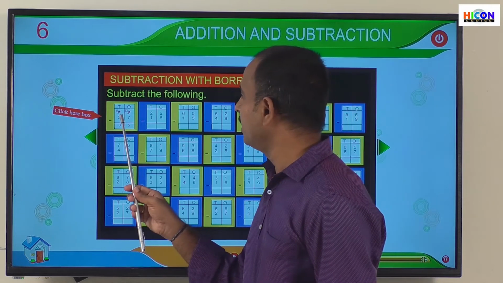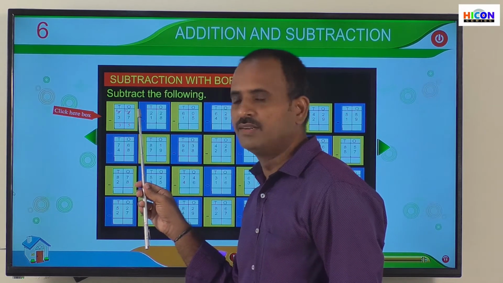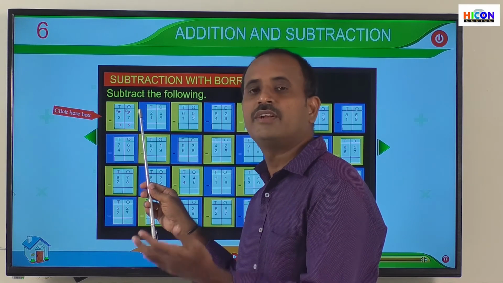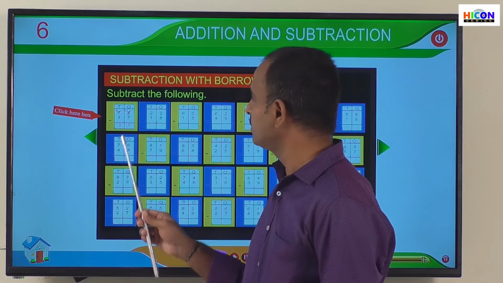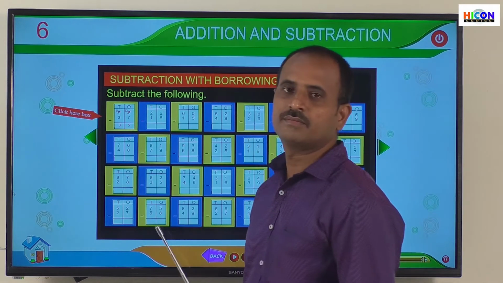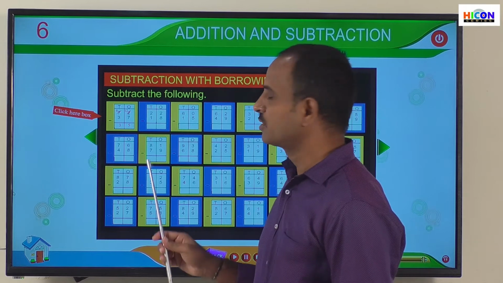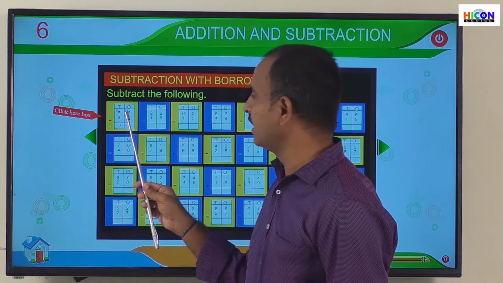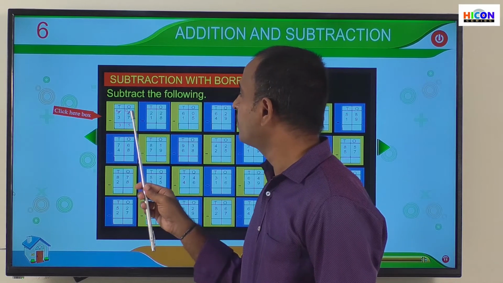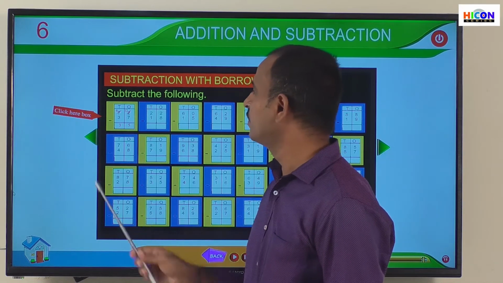So that 1 ten becomes 10 ones, and already there are 2 ones. So 10 ones and 2 ones, total becomes 12 ones. So write 12 here. So now subtract the digits. The first number is 12 and the second number is 7. So subtract 7 from 12. So here subtraction will be possible.